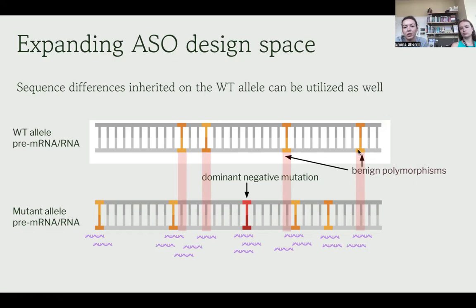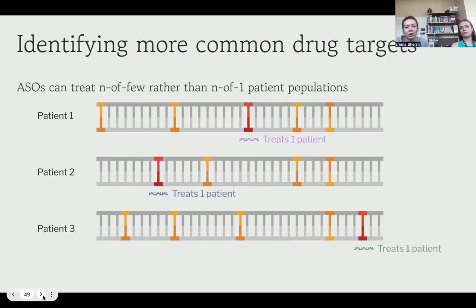So if there's a heterozygous SNP that phases away from the dominant negative mutation, if you were to target the reference sequence at that site with an ASO, it would also be specific to the mutant allele. So now we've greatly expanded the spots in the gene that we can target.